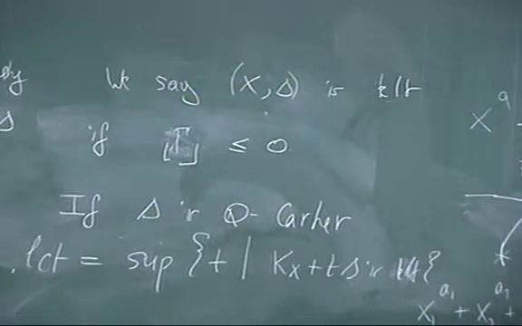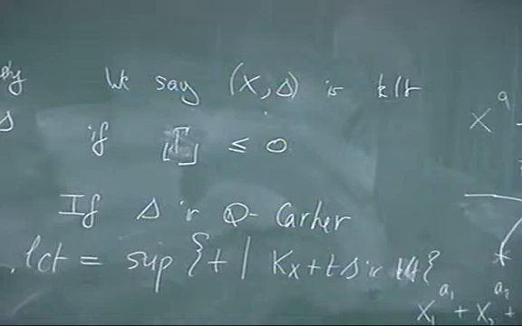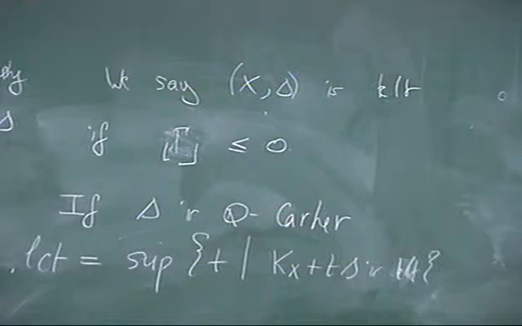And again, in practice, that number will always be rational because you fix once and for all the log resolution, and you only look at finitely many exceptional divisors, and you only ask which components have coefficient 1.